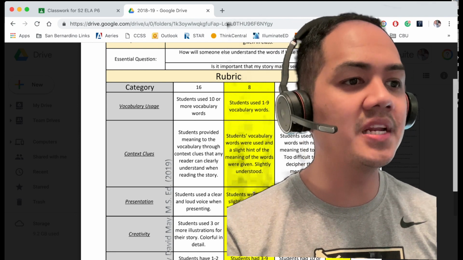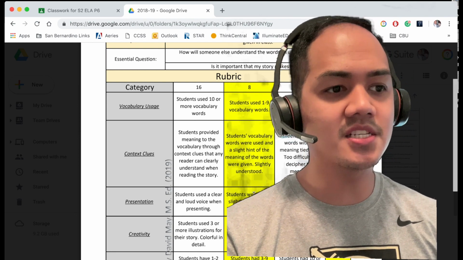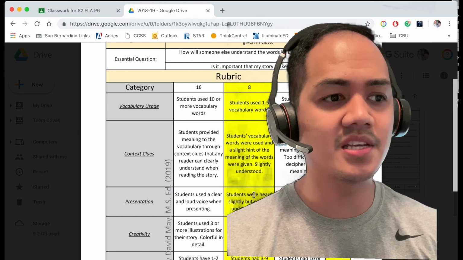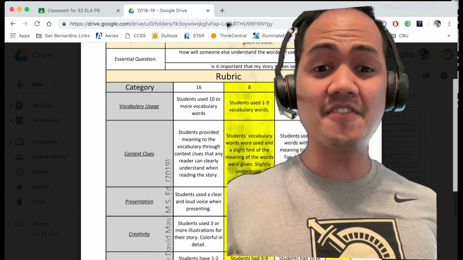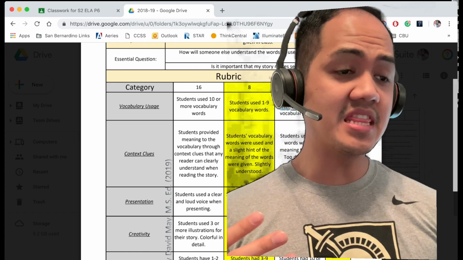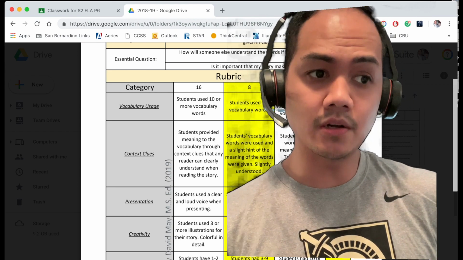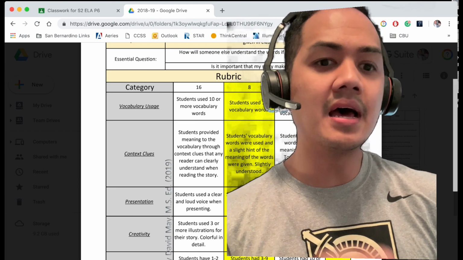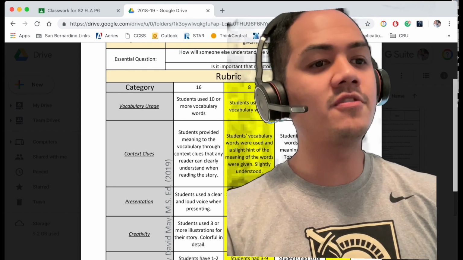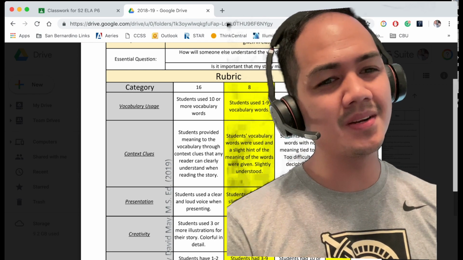All right, so here we go. Context clues: students provide a meaning to the vocabulary through context clues that any reader can clearly understand when reading the story. So basically, if anybody came into the room and looked at your sentence, they would be like, oh, I get it. I know that word. I know how to say that, or I know what it means. That's what I want.